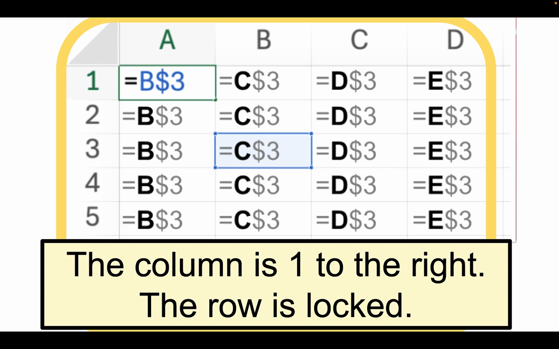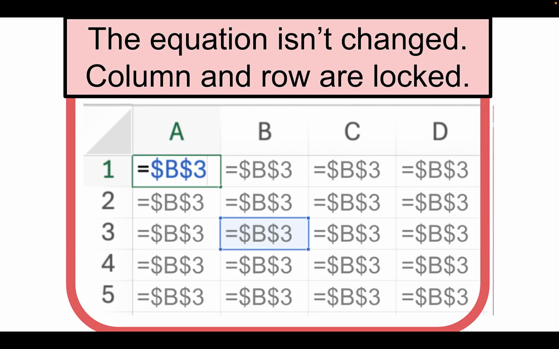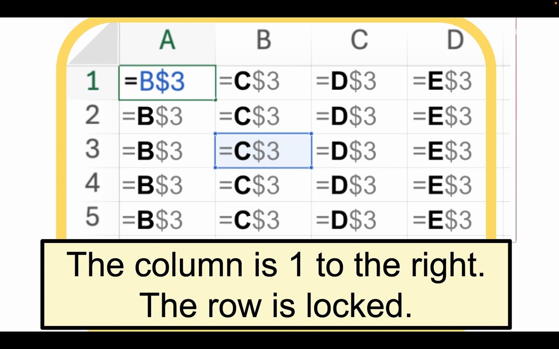What if I only lock the row? So I'm referring to B$3. When that equation is in cell A1, it refers to that cell there. No matter how I move it up or down, it always refers to row 3. But if I move it left to right, it's going to update to refer to the column to its right. So in column B, when I copy it there, it refers to column C. When I copy it into column D, it refers to column E. Okay, so remember when we locked both, they just didn't change at all. When we locked the row, the row never changed, but the column tried to have the same relative position. So it was, in this case, the column to the right.